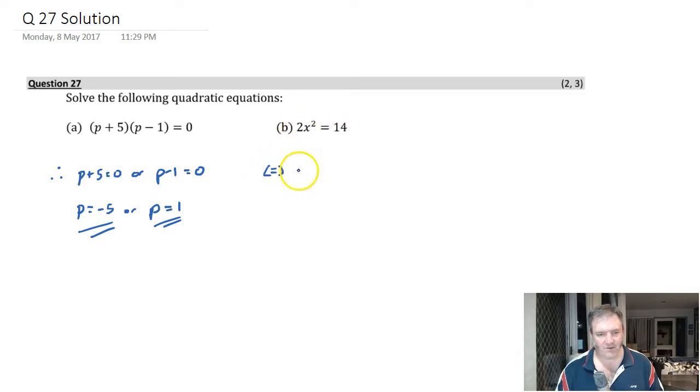Everyone's happily going along here, and I end up with x squared equals 7, and then everyone says, well, the opposite of squaring is to square root. X equals root 7. And they stop there. What have they missed? Some of you, because I've talked about it, have now twigged that I need to have positive or negative root 7 in there as a solution.